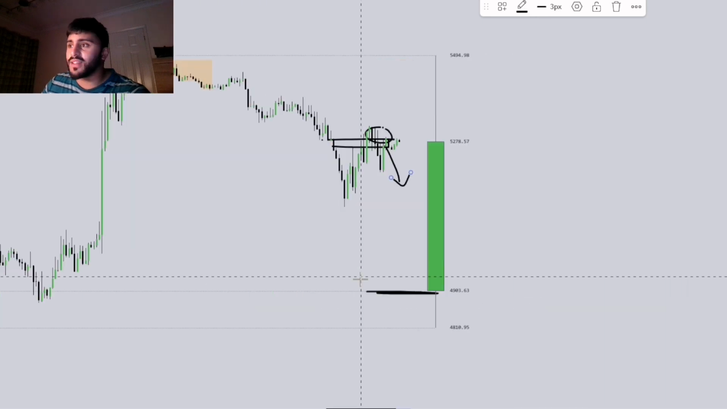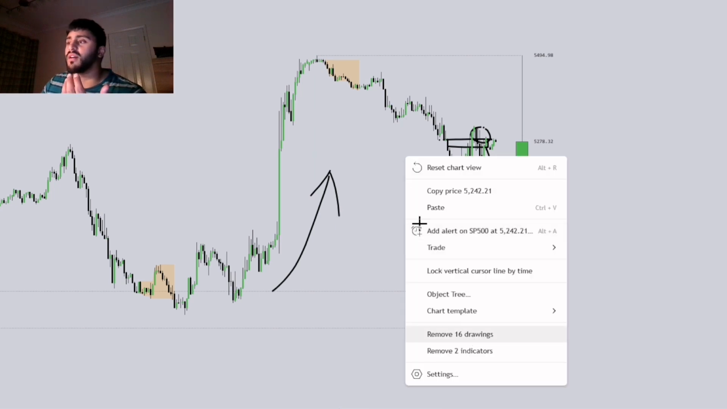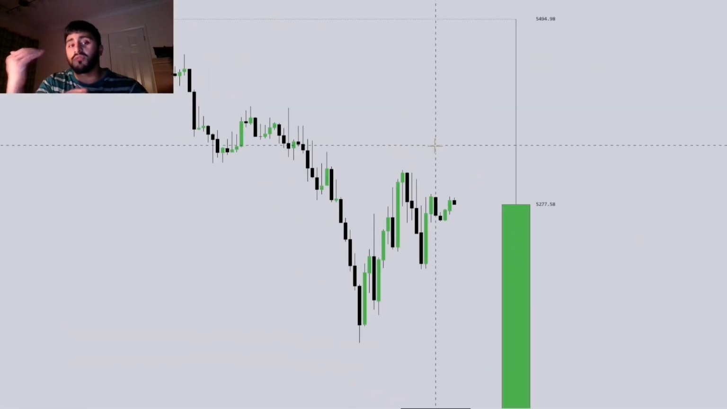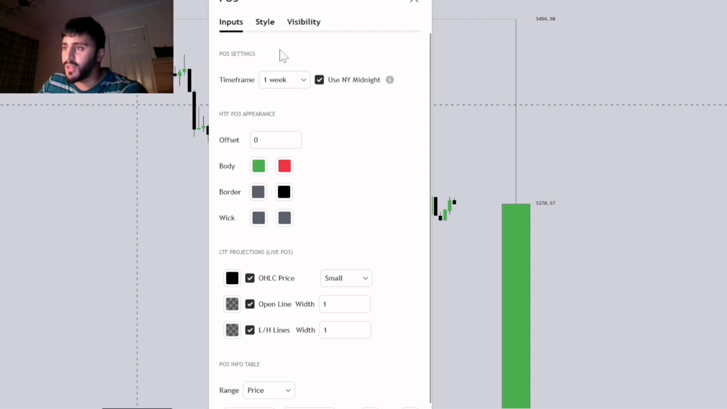So we can see after the FOMC, we've significantly extended above the weekly opening price. This is the reason why sells became valid. Of course, we tapped into a higher time frame POI, and now from here we're above the weekly opening price, which means that sells are more likely to work out, because you want to be selling above the weekly opening price.